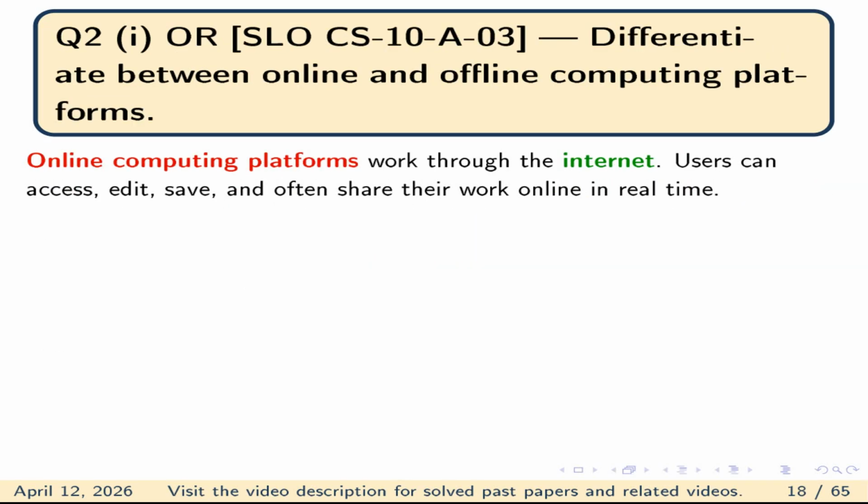Question 2, part 1 or alternate question is differentiate between online and offline computing platform. Online computing platforms work through the internet. Users can access, edit, save, and often share their work online in real time.